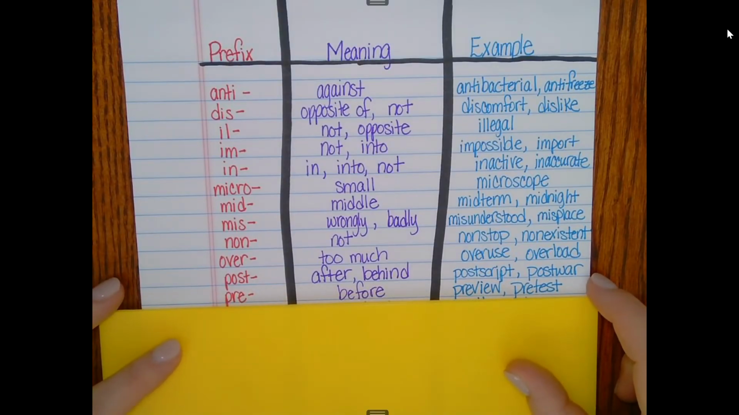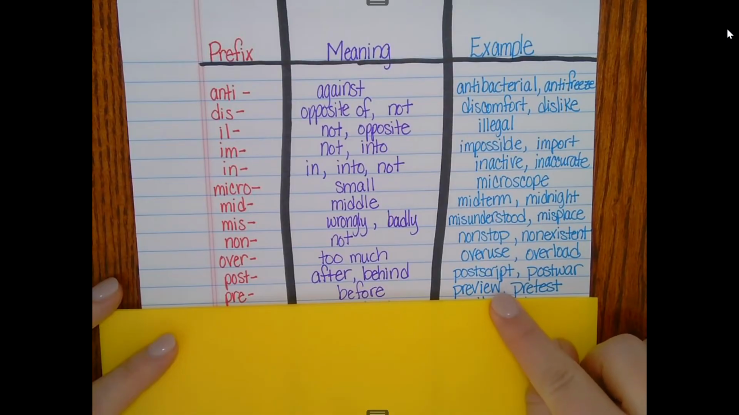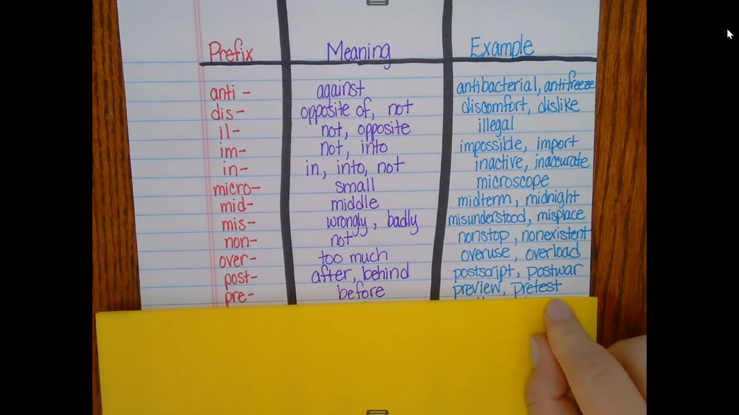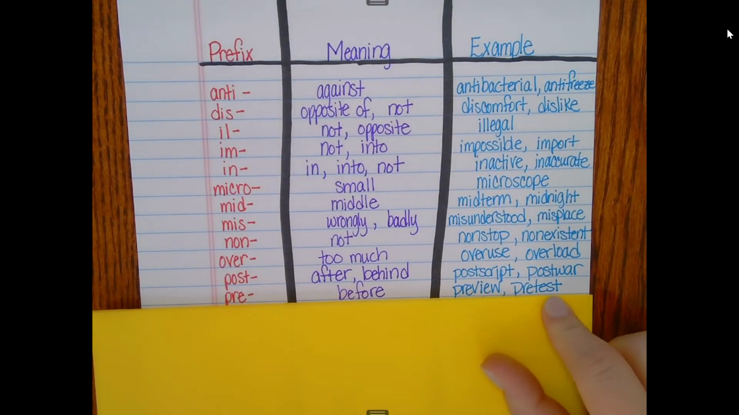Pre. The prefix pre means before. For example, preview. When you go to the movies, you see the previews at the beginning of the movie. These are previews. They are clips shown before the movie comes out. Okay, so that means you get to view clips of a movie before it comes out. Pretest. Back when you were in school, you would do a spelling pretest on Monday. That's a test given to you before you've learned the words.